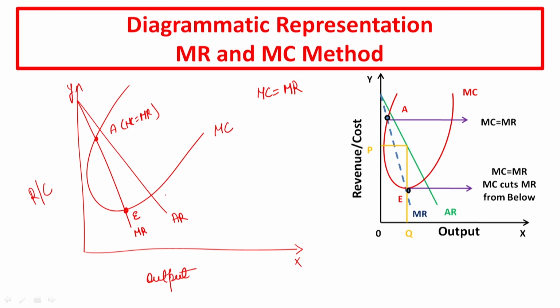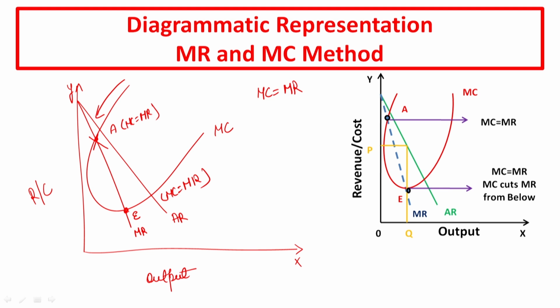At point E also, MC is equal to MR at this point because it is cutting. That means the first condition is fulfilled, that is MC is equal to MR. But the second condition says that MC cuts MR from below. At point A, MC is cutting, but it is cutting from above. So this can't be the equilibrium point.